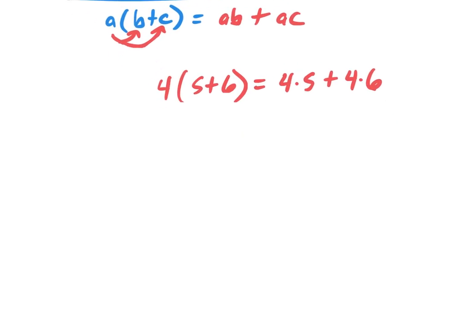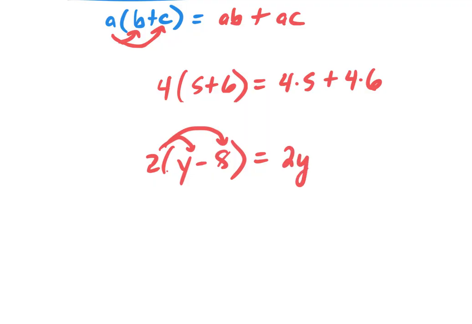The way that we're going to see this and use this probably the most, and this is where you've probably seen this the most often, is I have a number on the outside. I'm going to take that number and I'm going to distribute it to both parts. So I'm going to take 2 times y. And then I'm going to take 2 times 8.